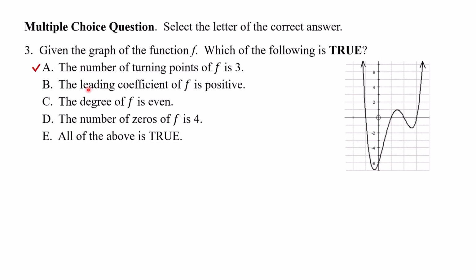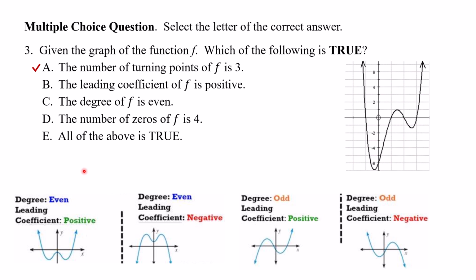And then for letter B, the leading coefficient of the function f is positive. So referring to the leading coefficient and degree of the function f, we can recall these four graphs. As we can see, this graph is similar to the first one, wherein if the degree is even, then the leading coefficient is positive. So it looks like letter B is also true, and letter C is also true.